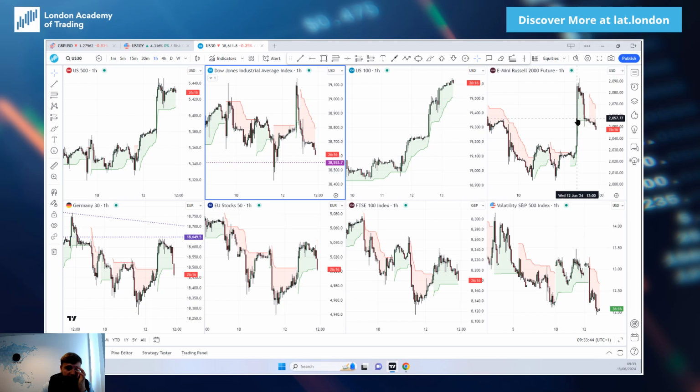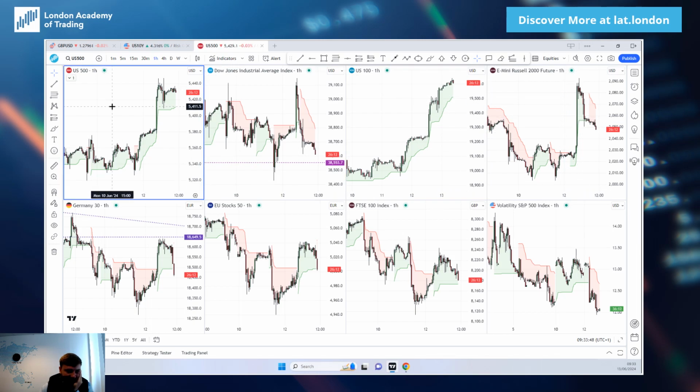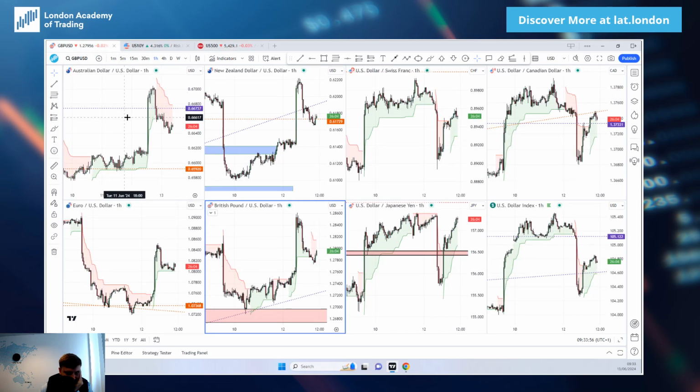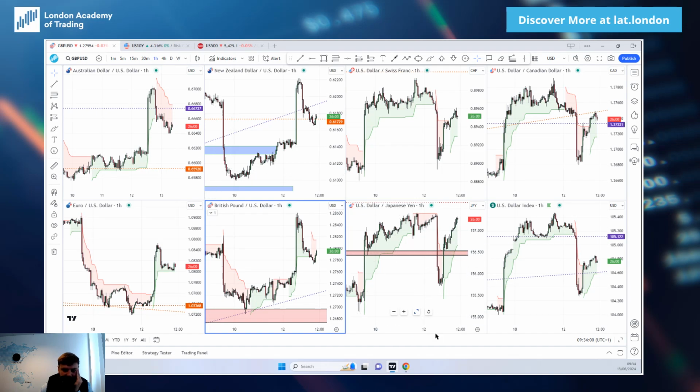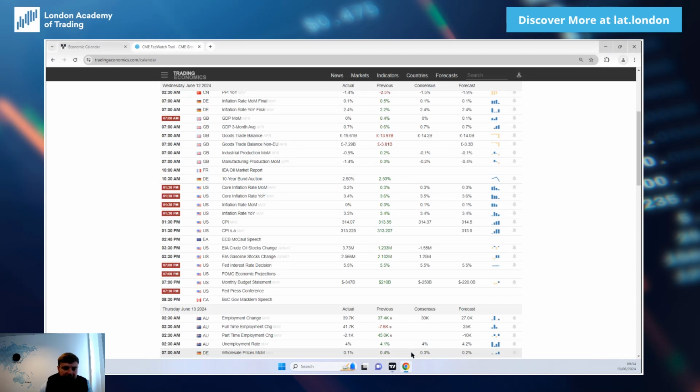The Russell had solid upside off the back of CPI as well yesterday. The Nasdaq and the S&P were a little bit choppier in relation to that. Obviously, the US dollar across the board and yields as well. So a pretty, I will say, dovish response. I mean, it's not technically the correct word, but weak inflation print. As I said, a welcome development for the Fed.